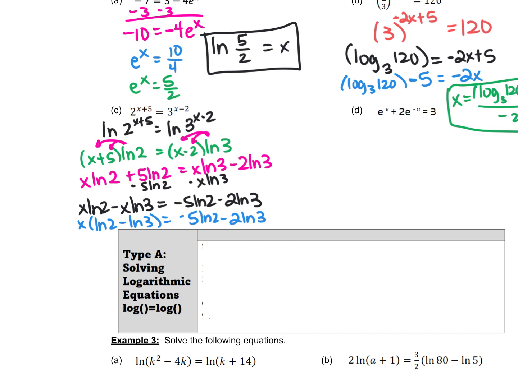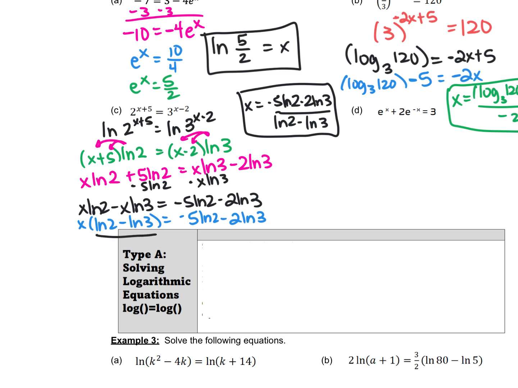So my x value is going to equal, I'm going to write up here because I'm out of space, negative 5 ln of 2 minus 2 ln of 3 over ln of 2 minus ln of 3. It's an exact number. I have no idea what the decimal approximation is because I didn't bother to type it in. That's an exact answer. I divided both sides by ln of 2 minus ln of 3. It's just division. All right, take a minute, digest that.